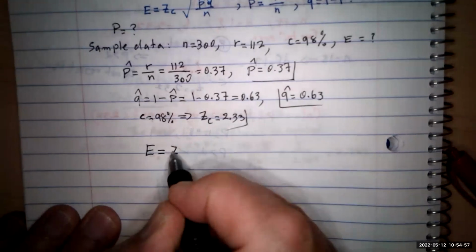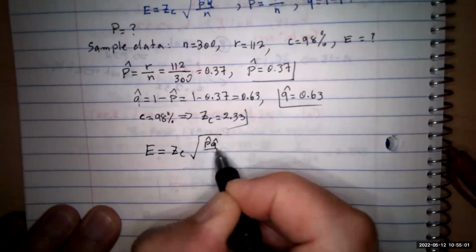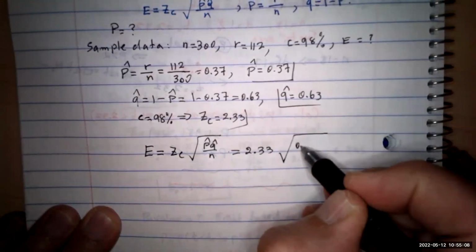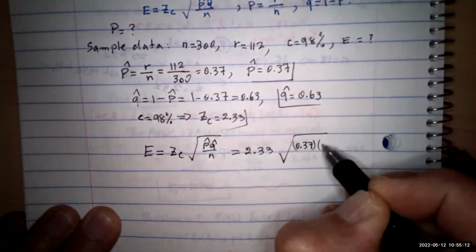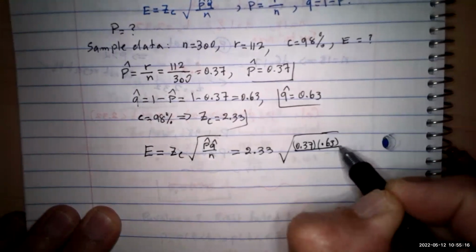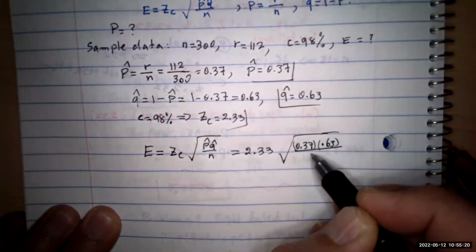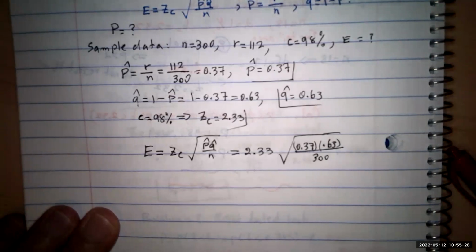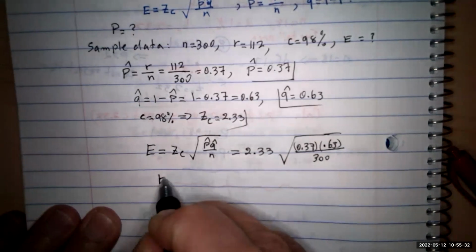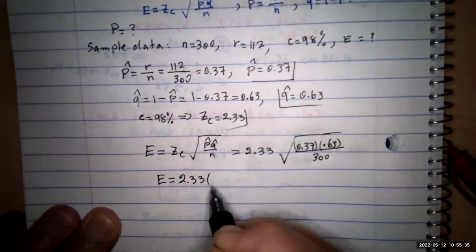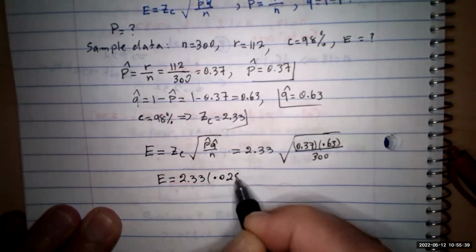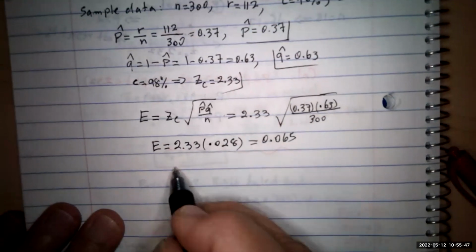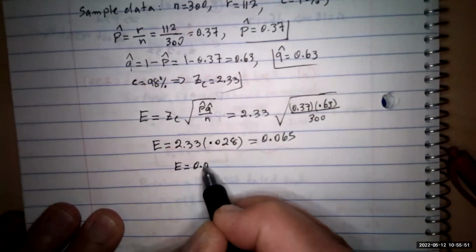Now we substitute. E equals, I repeat the formula for you, ZC times the square root of P hat Q hat over N. Substitute 2.33 times the square root of P hat, which is 0.37, times 0.63, then you divide by N, the sample size of 300. Remember, they are all inside the radical. You simplify and take the square root. This is how I arrived at my answer: 2.33 times 0.028, and if you put them together, that gives you 0.065. So E, the margin of error, is equal to 0.065.